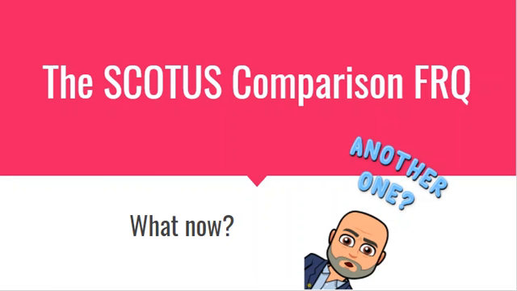Hey y'all, I need just to take a few minutes here to help you understand how you're going to write the fourth kind of free response question that you're going to be expected to write when you take the exam on May 3rd. This one's called the Supreme Court Comparison free response question. So what I want to do is walk you through how to do it, and give you a quick example at the end. This way you'll be ready when you come to class next.